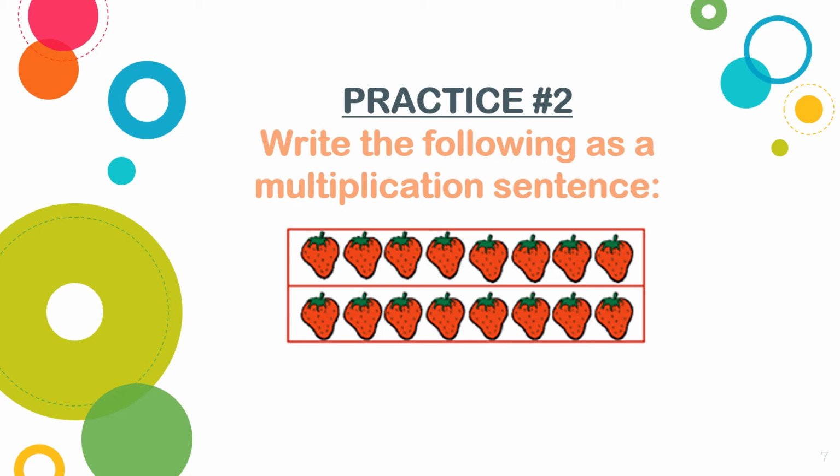Here's your next practice problem. And by the way, on our last slide, we had 3 groups of 4 butterflies. How many butterflies in total would that be? 3 times 4? Or 4 plus 4 plus 4? That would be 12. 12 butterflies.